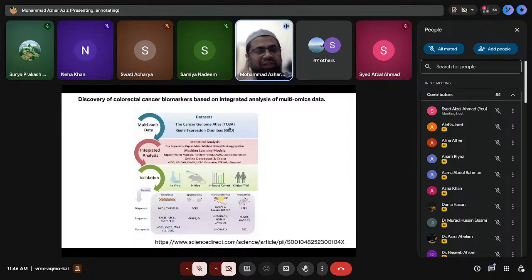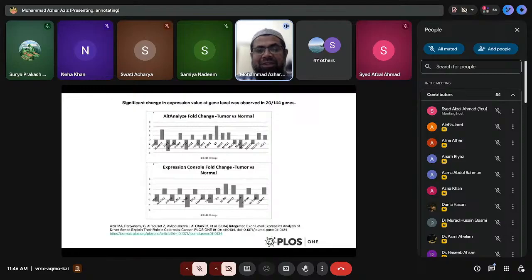They utilized TCGA, the Cancer Genome Atlas, and Gene Expression Omnibus, and then did the statistical analysis and machine learning models. If you validate these studies in in vitro and in vivo conditions, they become very good reports. You can publish them in high quality journals. And then you get the biomarkers, which are diagnostic, prognostic, or therapeutic, based on the different omics. So this is just to give you a reference for doing some of the multi-omics studies that you are interested in.